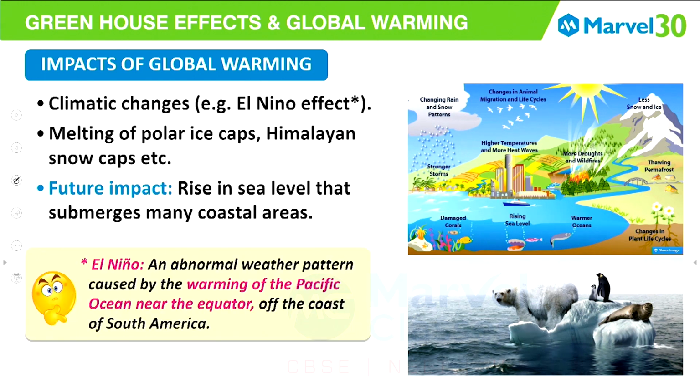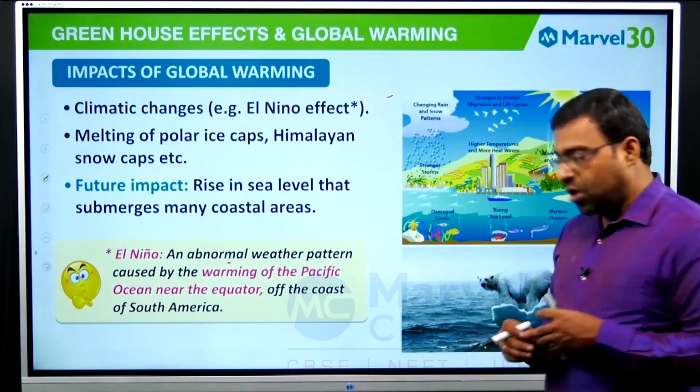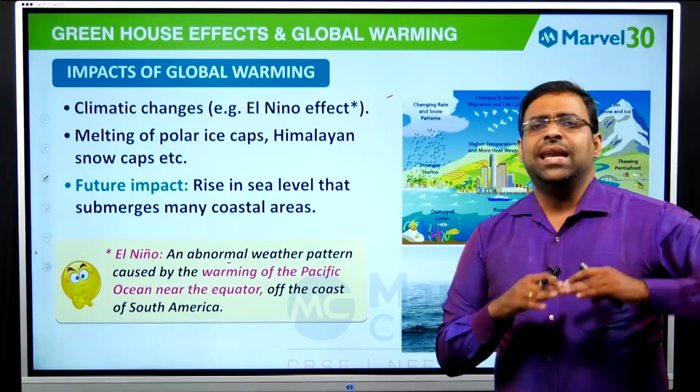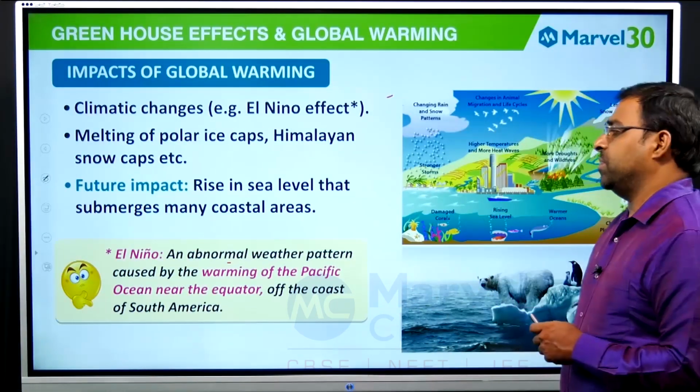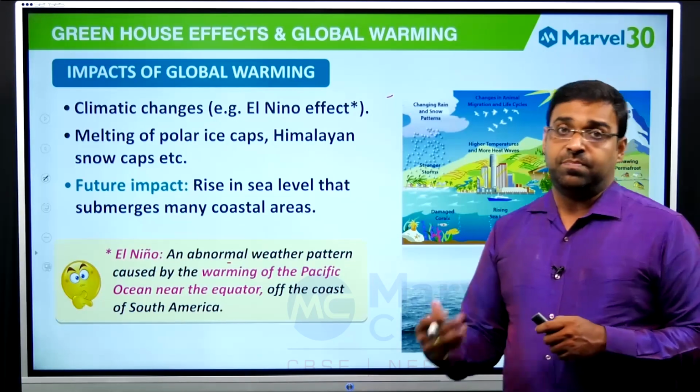Climatic changes, melting of ice caps and Himalayan snow caps, and rise in sea levels will submerge many coastal areas. El Nino effect, what is that? An abnormal weather pattern caused by the warming of the Pacific Ocean, near the equator off the coast of South America. El Nino means an abnormal weather pattern caused by the warming of Earth's atmosphere, especially near the Pacific Ocean.